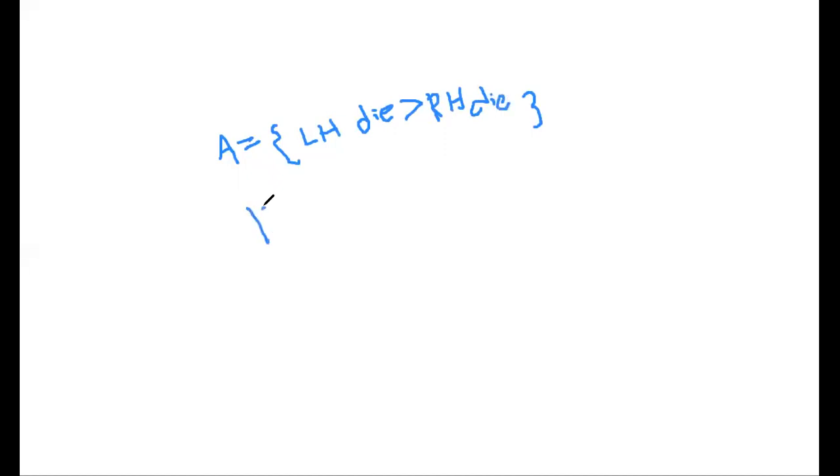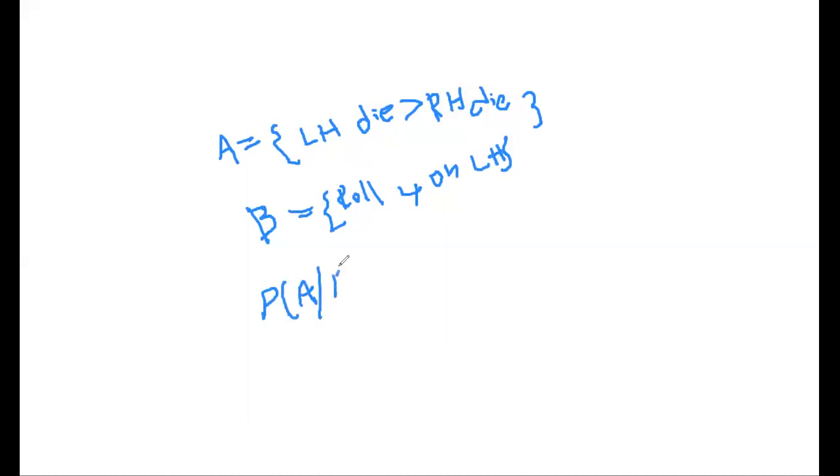In that, we have defined the event A as left hand die value should be greater than right hand die value. And event B is nothing but roll 4 on left hand. We are throwing two dice, one die with the left hand, the other die with the right hand. So the first event is that the value on the left hand is greater than the right hand. The second event is nothing but the roll 4 on left hand. Okay. So now we will be finding what is probability of A given B.